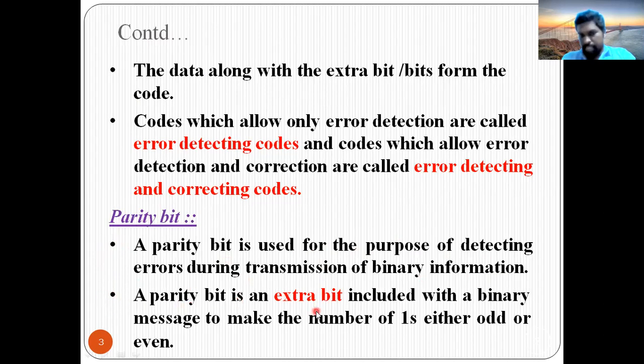The parity bit is an extra bit included with the binary message to make the number of ones either odd or even. Okay, so when you conclude about this, you can say that the parity bit is an extra bit which is used to detect the errors during the transmission, which makes the number of ones either odd or even. Okay, like that you can conclude about the parity bit. Remember that the parity bit is an extra bit which is used for the detection of errors during transmission, and which makes the number of ones either even or odd.